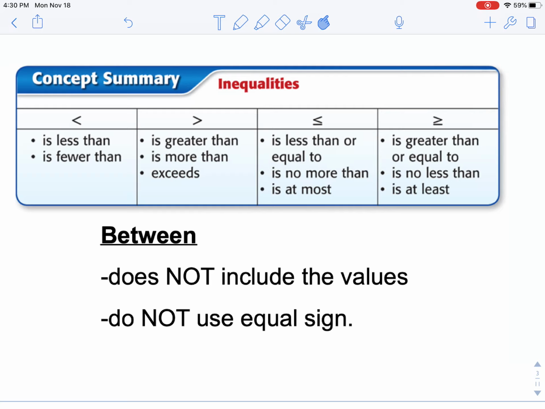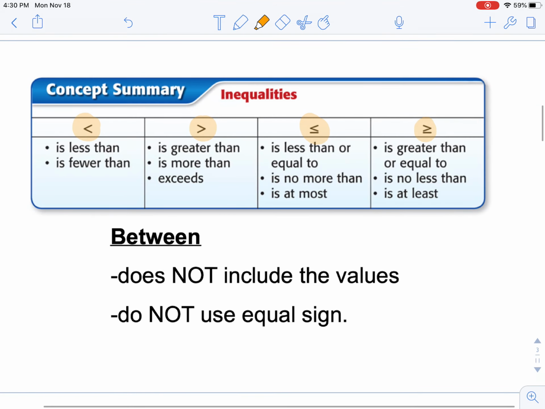Concept summary chart. You should also copy this down in your notes after I explain. So inequalities. Our first symbol, less than. It's also read as fewer than. Second symbol, greater than, is more than or exceeds. The third symbol is less than or equal to, is no more than, is at most. And the fourth symbol is greater than or equal to, is no less than, is at least. So between does not include the values and does not use the equal sign. Pause and write that chart down.